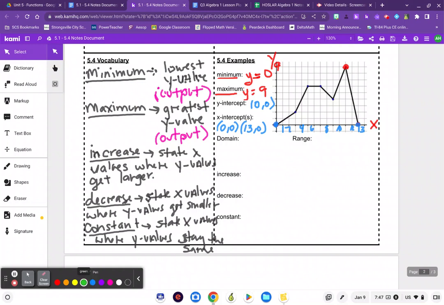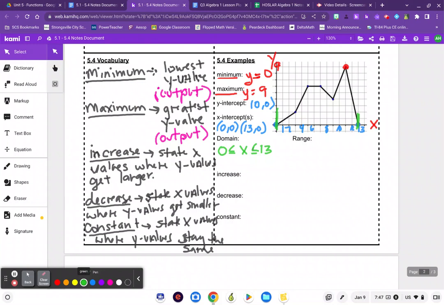All right, domain is the stretch of all the x values that get used. That means I'm looking from left to right. From left to right, the smallest x value I use is 0, and the biggest x value I use is 13. And so I use every single number between 0 and 13 on my x-axis.